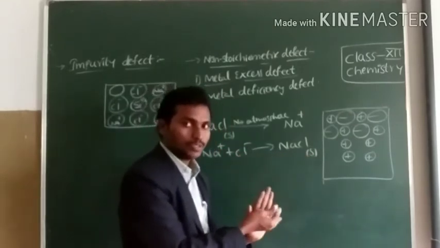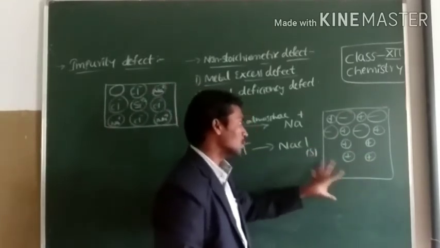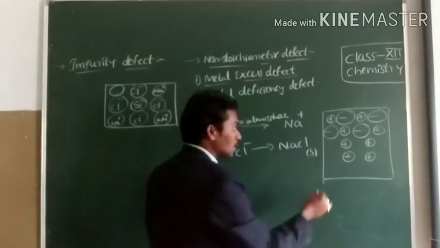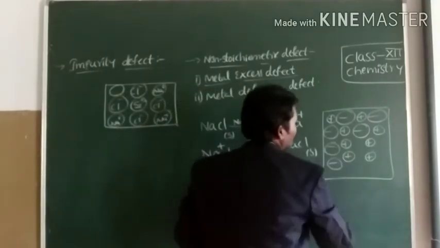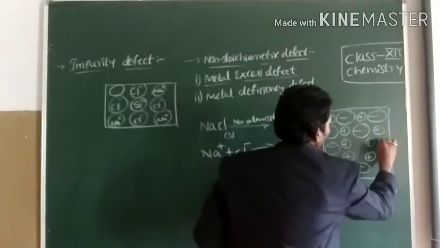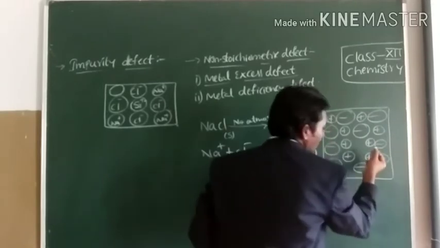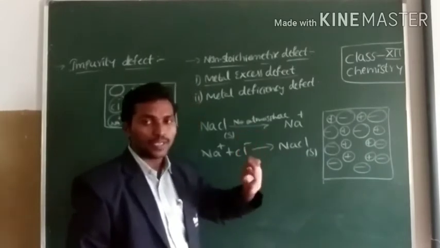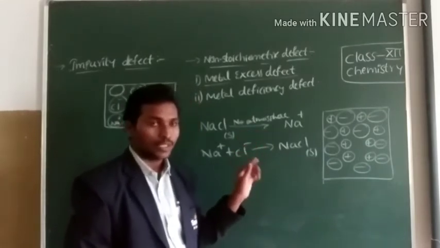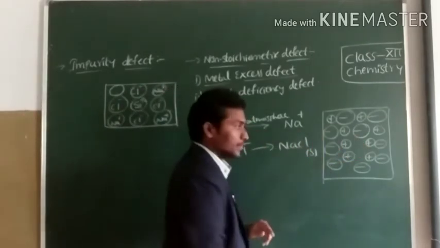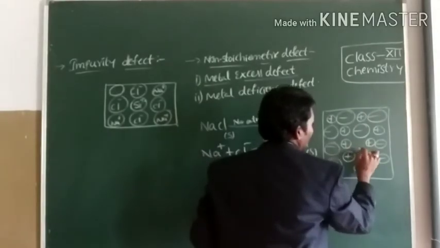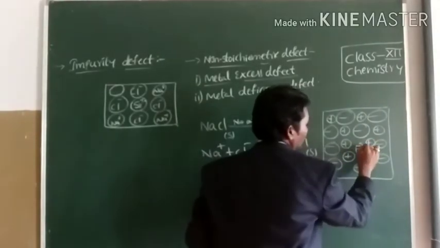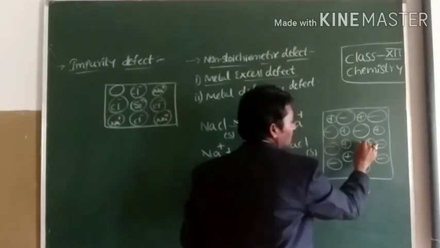During this process, the number of cations in the crystal lattice is more than the number of anions. So the anion number is less, and the free electrons or unpaired electrons occupy the anionic sites. It is denoted by F.